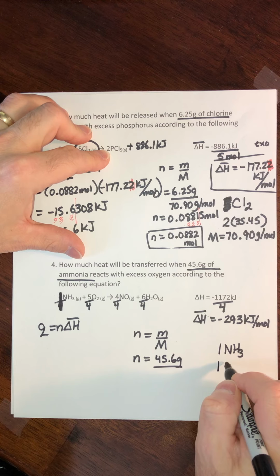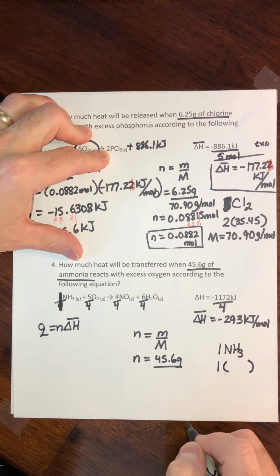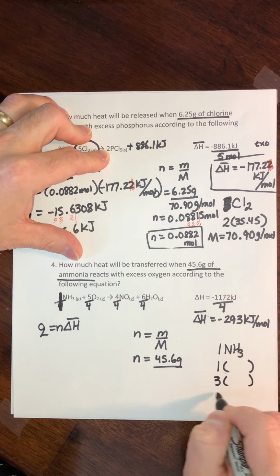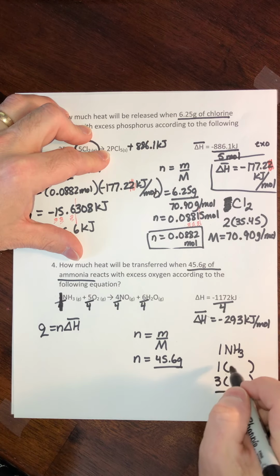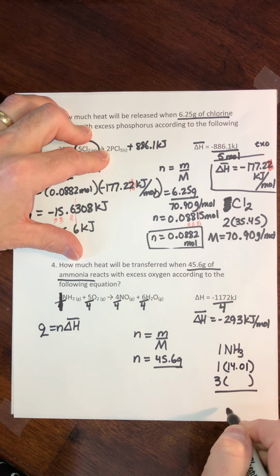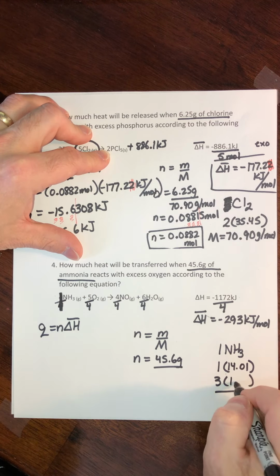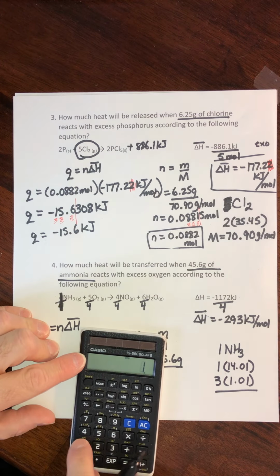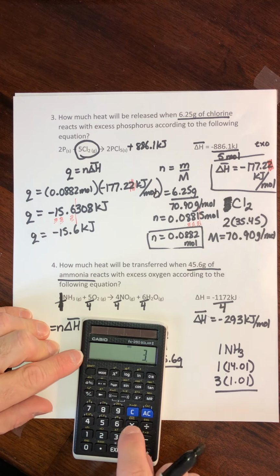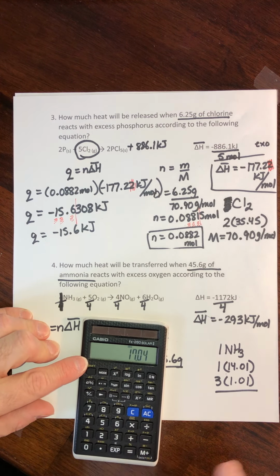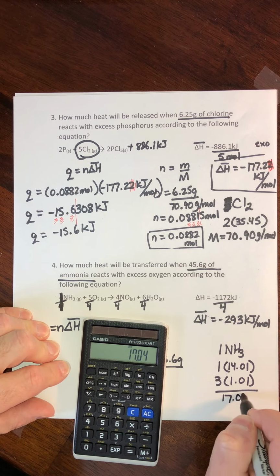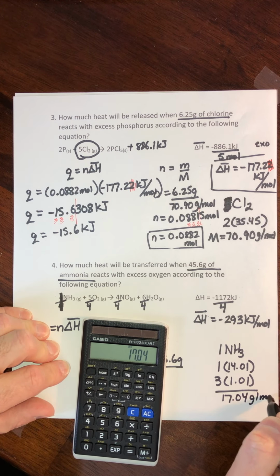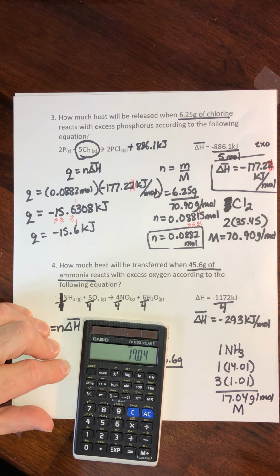So you've got one nitrogen, and you've got 3 hydrogens. A nitrogen weighs 14.01, and a hydrogen weighs 1.01. So if we pull out our calculator, 1 times 14.01 plus 3 times 1.01, that gives me 17.04 grams per mole, and that's my molar mass.